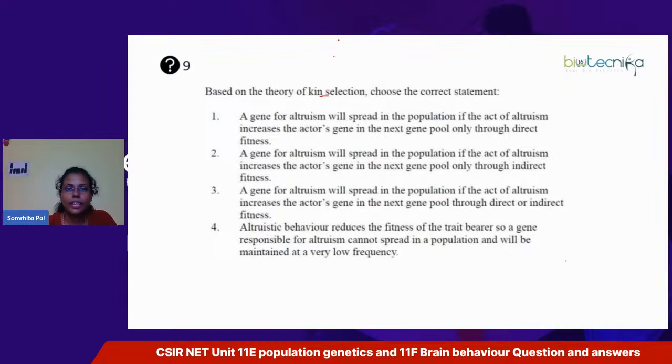So right now, the correct answer for this one is option 3. So very good. Option 3. The correct answer is: the gene for altruism will spread in the population if the act of altruism increases the actor's gene in the next gene pool through direct or indirect fitness.